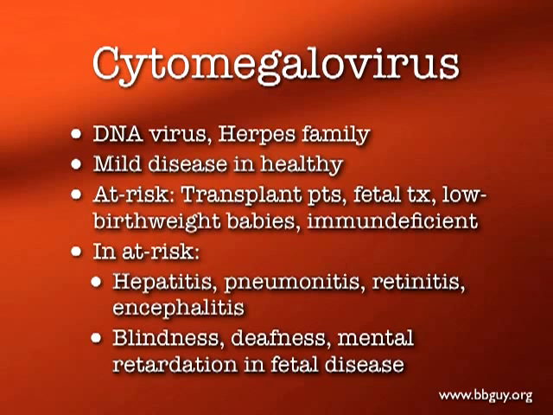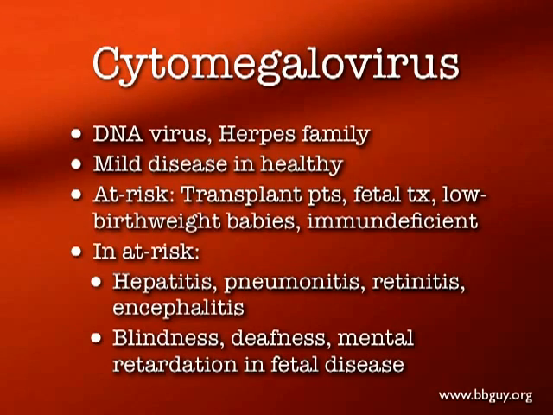However, in at-risk populations such as transplant patients and babies getting fetal blood transfusions, low birth weight babies, as well as immunodeficient patients, those at-risk patients have a big problem with CMV. If you're CMV negative and you're in that population and you get a CMV infection, you can get hepatitis, pneumonitis, retinitis, encephalitis, blindness, deafness, mental retardation, all kinds of horrible stuff. So it is important for us to be aware of it and try and prevent it as best we can.